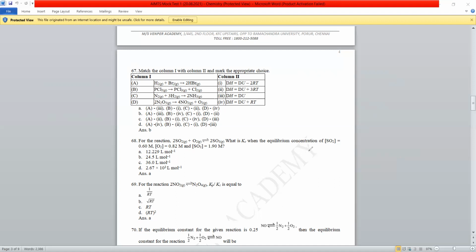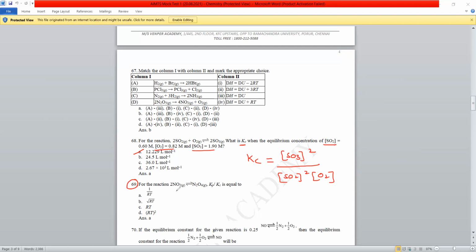So we can write the equilibrium constant for this reaction. Kc equals products concentration by reactants concentration. Products are SO3 raised to the power 2, divided by the concentration of SO2 raised to the power 2 and the concentration of O2. They have given the concentrations of SO2, O2 and SO3, and on substitution we will get the Kc value. After simplification, the correct option is A. The answer is A. Next, question number 69.